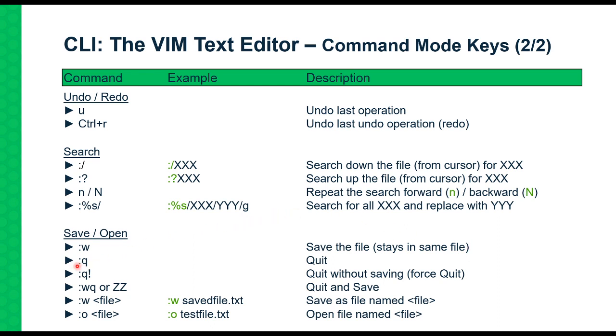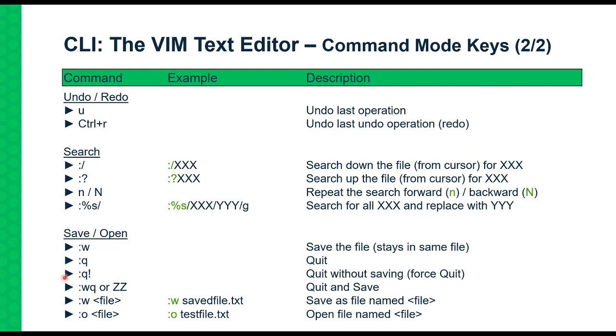Then we can also do a quit. Now this you will usually run if you have not made any changes to your document, and you can press the colon Q and it will allow you to quit. But once you have made changes to a file and you wish not to save the changes but still would like to quit, you must use the colon and the Q and the exclamation mark, which forces the document to quit without saving.